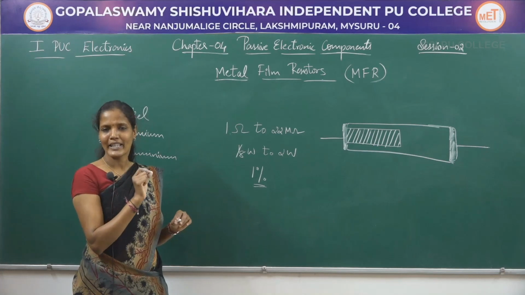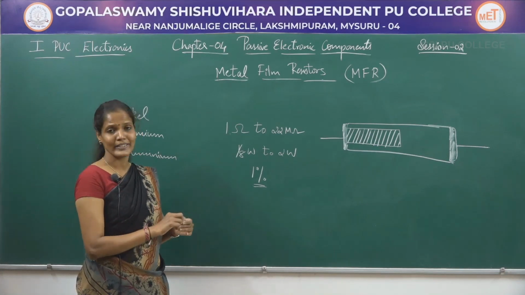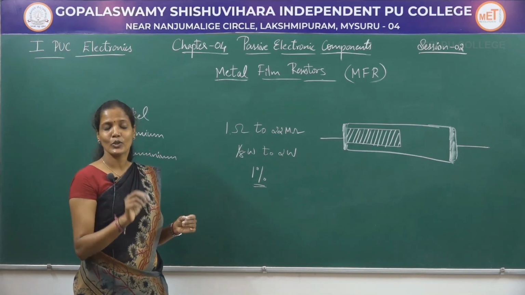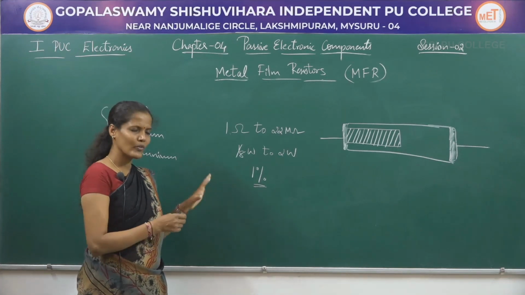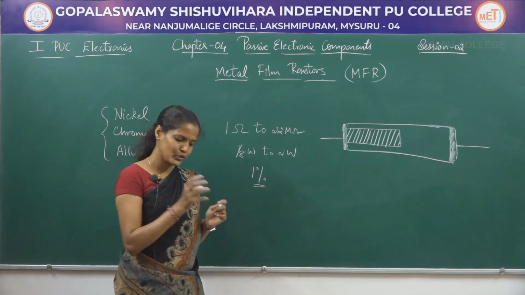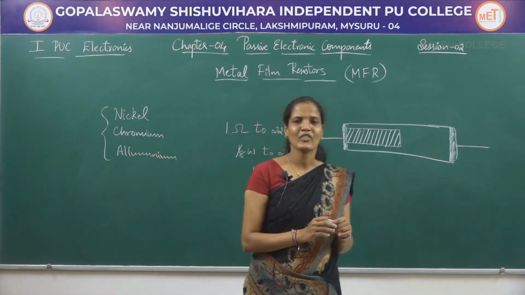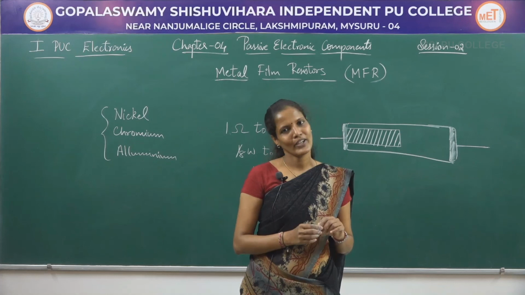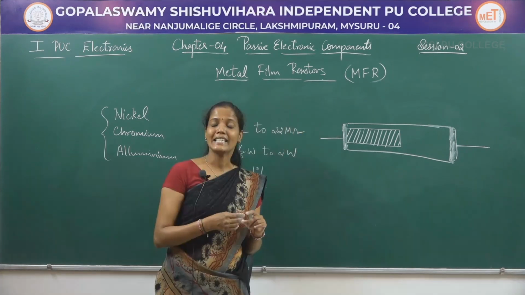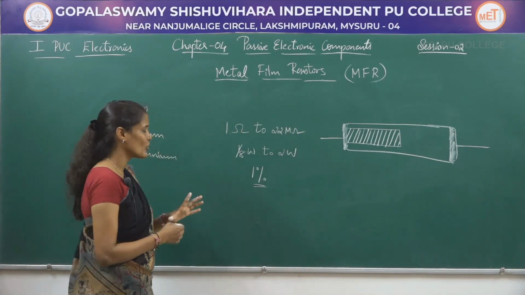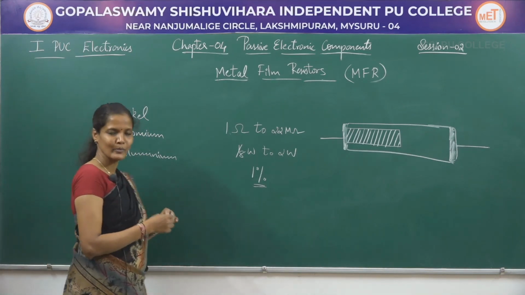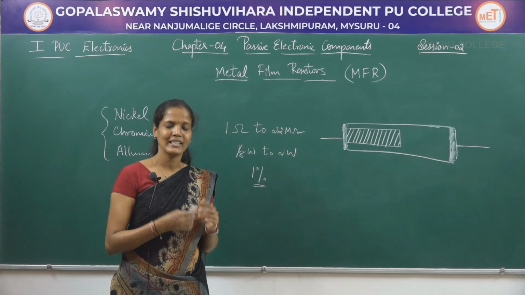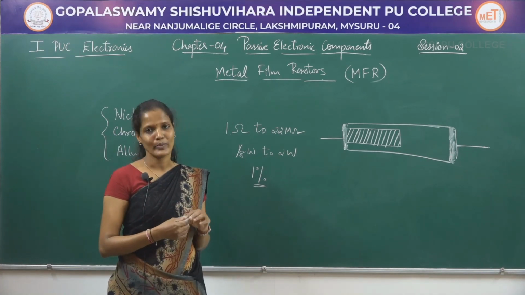So, coming to the application of this metal film resistor, it is used in circuits where accuracy is very important. Since it is having a very low tolerance value, this can be used in circuits in which accuracy of the resistance value is very important. So, these metal film resistors are called so because we are going to use metals like nickel, chromium and aluminum in order to construct these resistors.